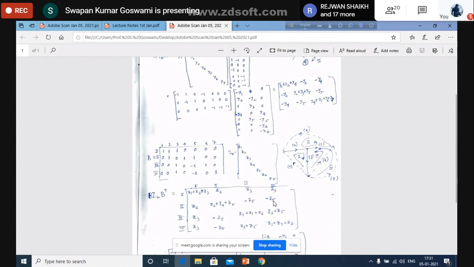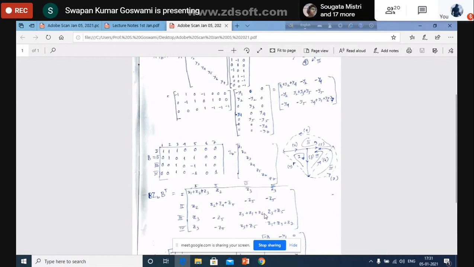Now what is Z24? Second loop and fourth loop. This is the second loop, this is the fourth. Again common is Z5. Through Z5, this is the direction of the loop current 2, this is the direction of the loop current 4, opposing direction, so it is again minus Z5. Okay, so Z24 is minus Z5, Z42 also minus Z5.